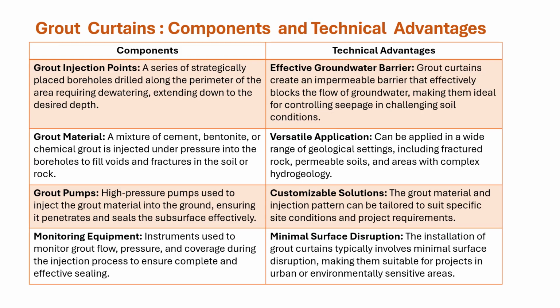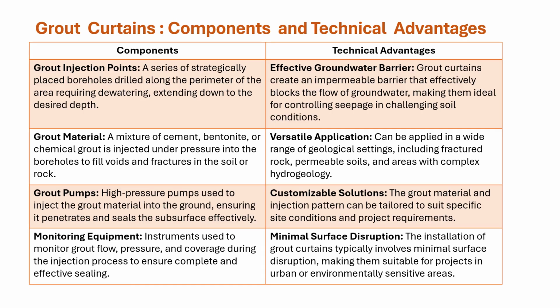The second type is the grout curtains that are formed of the grout injection points. They are a series of boreholes placed along the perimeter of the required area. The grout material, which can be cement, chemical grout, or any other type. The grout pumps that are high pressure pumps. And the monitoring equipment, which is very important in order to monitor that the grout is flowing as required, the pressure and the coverage during the injection process.